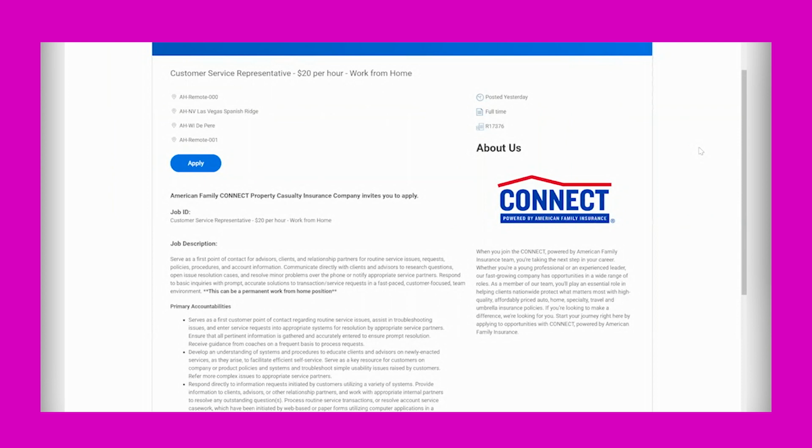I am looking at a customer service representative opportunity from Connect, which is powered by American Family Insurance. This is a pretty big insurance company, and I've seen their commercials before. So they have a customer service opportunity available. This looks to be open United States wide, and the pay is $20 per hour.